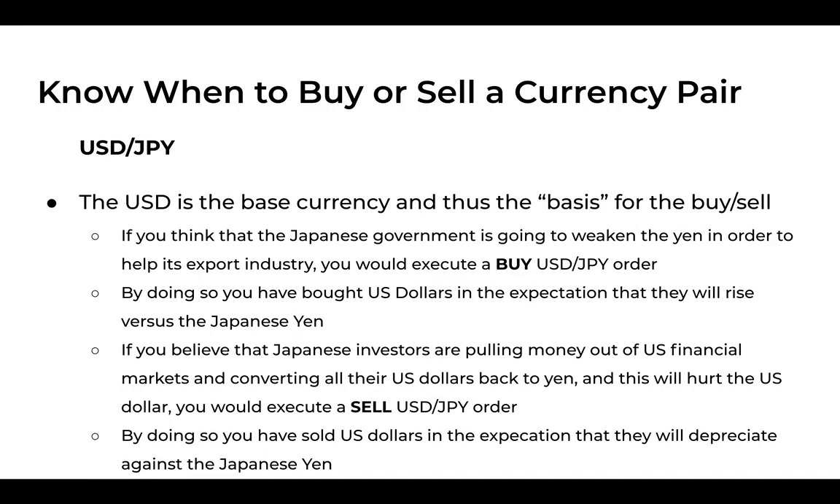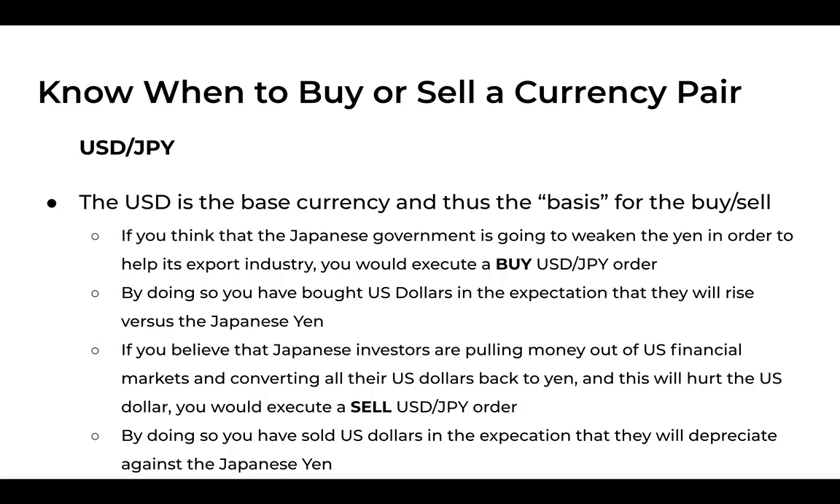So the USD, again, is the base currency and thus the basis for the buy and sell. If you think that the Japanese government is going to weaken the yen in order to help its export industry, you would execute a buy USDJPY order. By doing so, you have bought US dollars in the expectation that they will rise versus the Japanese yen.